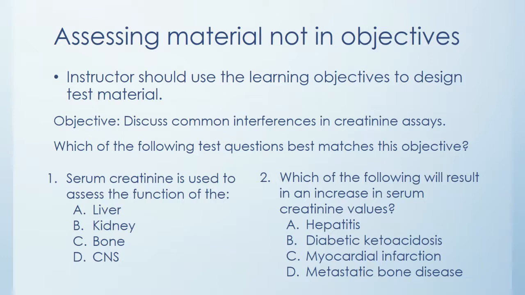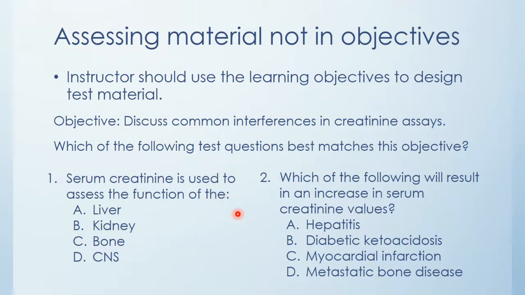So for this one, the objective is right here. It says, discuss common interferences in creatinine assays. So that's what the learner was supposed to learn how to do. So which of these 2 questions best matches this objective? So the first question we have, serum creatinine is used to assess the function of the kidney. And then the next question is, which of the following will result in an increase in serum creatinine values? So here we have hepatitis, diabetic ketoacidosis, myocardial infarction, metastatic bone disease.